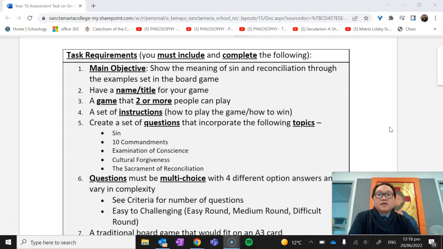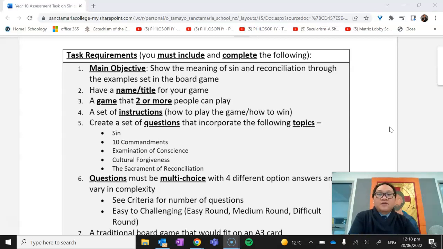Number 2. It should have a name or a title. Number 3. A game that 2 or more people can play. Number 4. It should include a set of instructions on how to play the game or how to win.